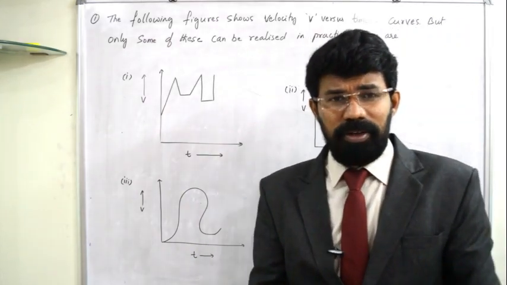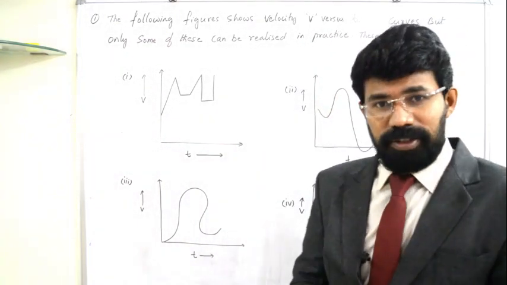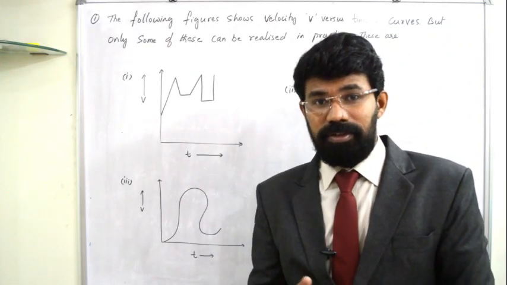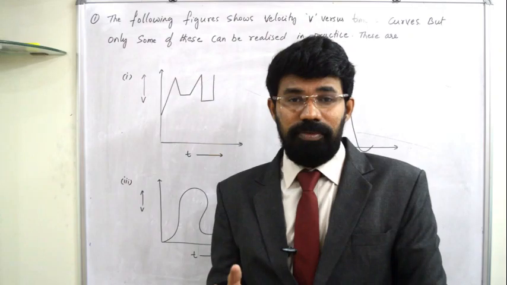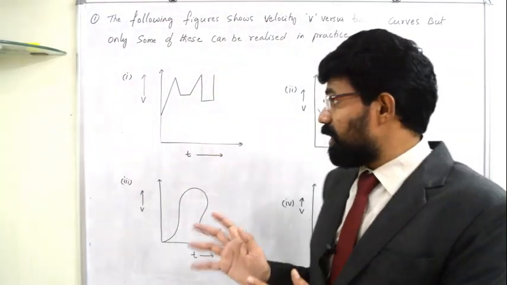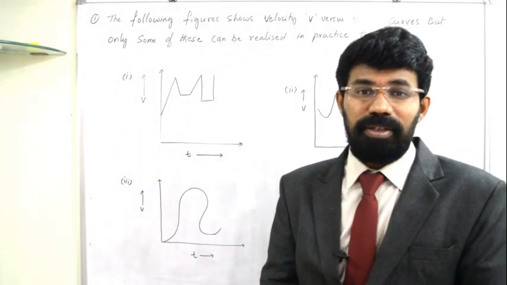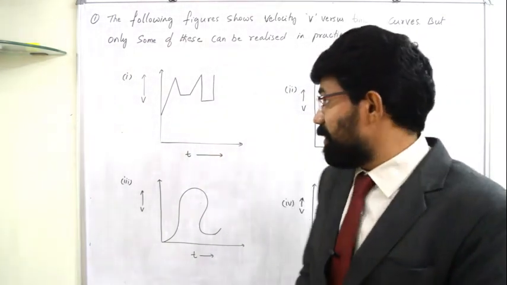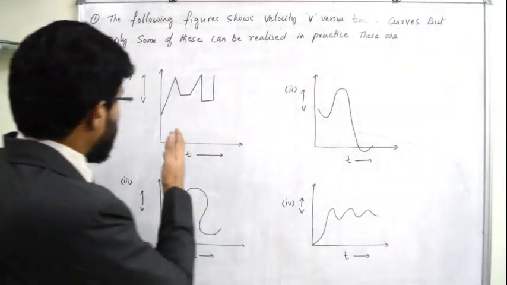Whether they are possible or not, we have to check conceptually, and whatever physical significances we know, related to these velocity time graphs, we have to make use of those things, and we have to identify which is actually possible in practice. In practice, in the sense, practically it should be possible. Okay. So let us first try to analyze this one.